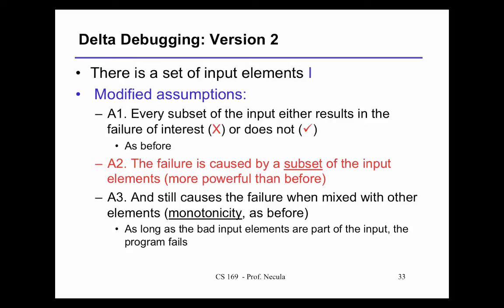Okay, so the assumptions: I'm going to keep the first one, meaning every subset of my input either reproduces the bug I'm after, or it doesn't, as before. I'm going to change this single element of the input to a subset of input elements. But I'm going to keep monotonicity. This means that you have your minimal subset that reproduces your failure. It will still reproduce the failure if you add other things around it, as long as you keep all of the subset elements together. Okay? Questions? Is it clear where we are?